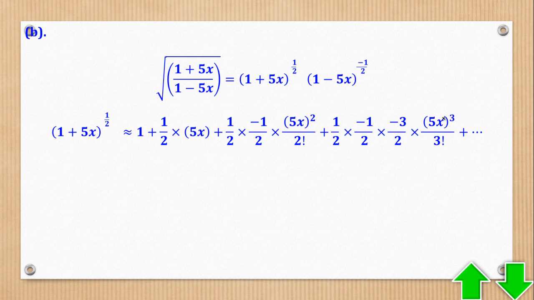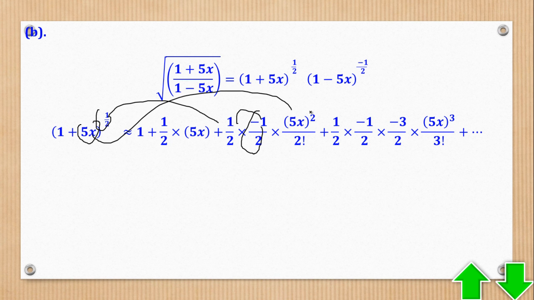The formula for expanding is there in your logbooks. So we begin with this 1, then plus this power times this to power 1. Okay, then plus this power times power minus 1. So a half minus 1 is negative a half. Okay, then times this here, but this time it is squared over 2 factorial.